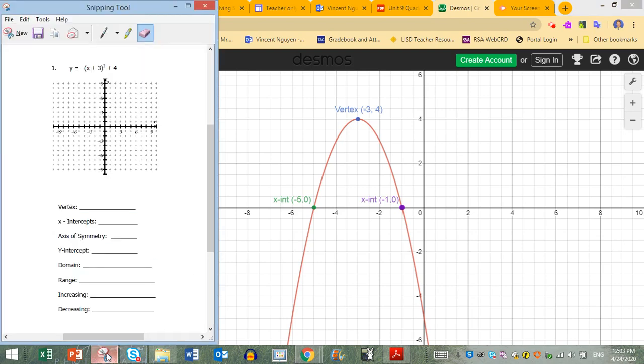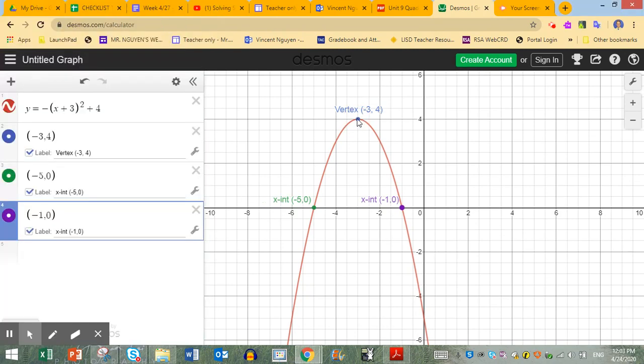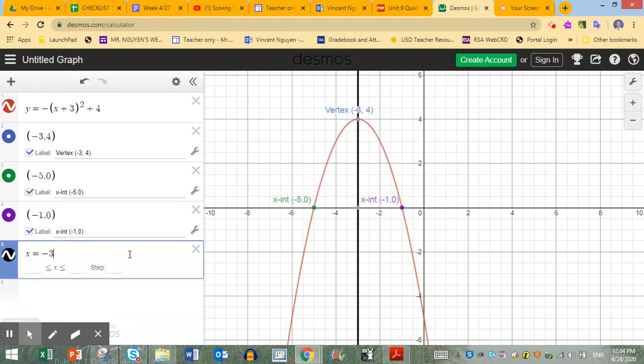So let's see this list. It asks us for the axis of symmetry and the y-intercept. The axis of symmetry is easy. The axis of symmetry is where the vertical line goes through the vertex and cuts the parabola into the left and the right. So it happens to be this line right here. And that line crosses the x-axis at negative 3. Because it is a vertical line, you can type in x equals negative 3. And it's going to graph that vertical line for you.